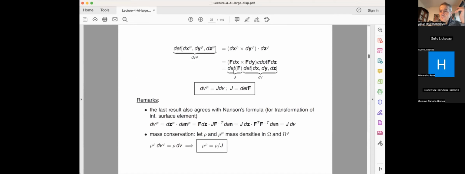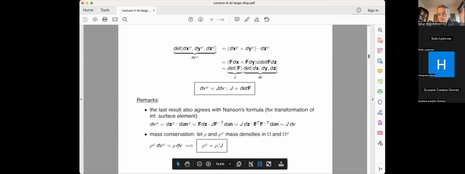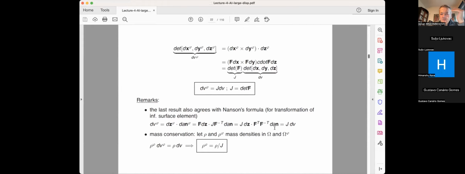And basically, that turns out to be the determinant of F times dX cross dY dot dZ, which is the infinitesimal volume element in the initial configuration. So you can obtain the same result by using Nanson's formula, basically by taking the cofactor of F. And the other guy is F times dZ. So multiplying these two, F minus transpose will cancel, and basically you're only left with J.